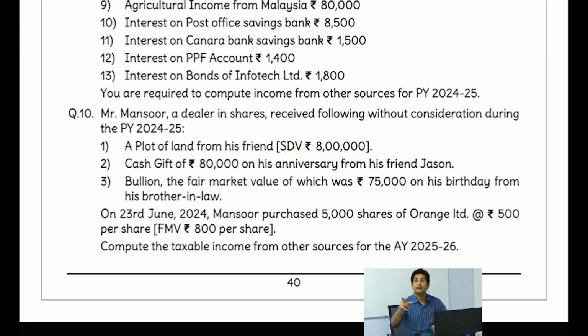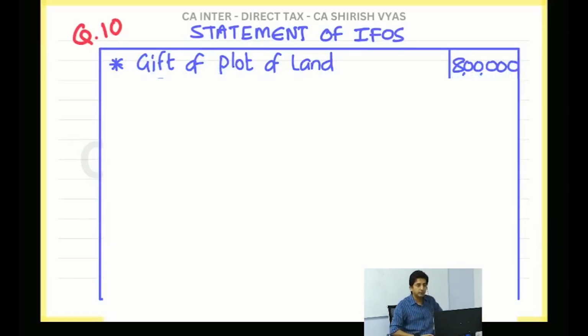What is the language? If you get free, write gift of such and such. If it is low price, purchase of such and such. Make a standard tone. So here it is gift. My tone of answer is like this: gift of plot of land, 8 lakhs fully taxable because more than 50,000.